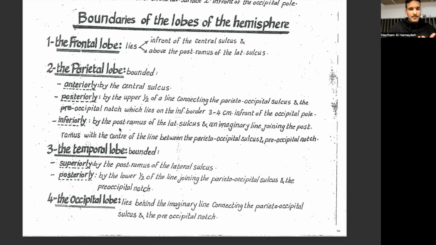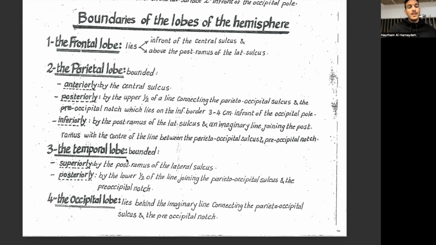Inferiorly, it is bounded by the posterior ramus of the lateral sulcus and an imaginary line joining the posterior ramus with the central line between the pre-occipital sulcus and the pre-occipital notch. So those imaginary lines help us know exactly where the boundaries of the parietal lobe or the temporal lobe can be, because sometimes they overlap. And so these are the boundaries of the parietal lobe.